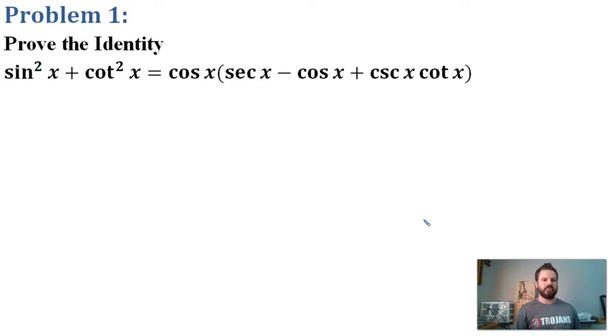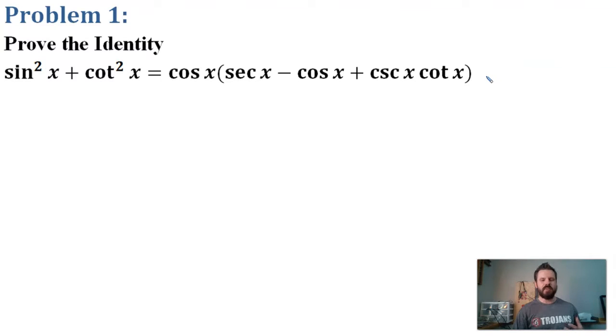So let's jump right into a proof to show you how these work. Problem 1 says, prove the identity. And what I have here is a kind of ugly looking trig identity to prove. Now this one's actually going to work out pretty simple once we show you how to do it.